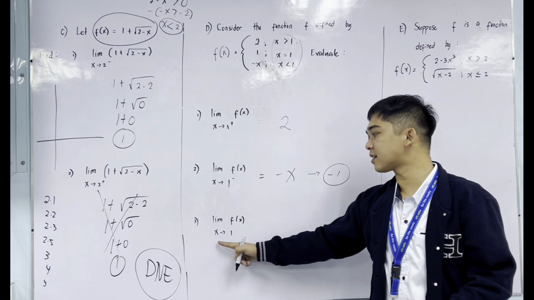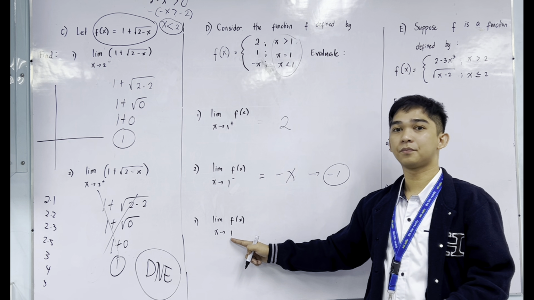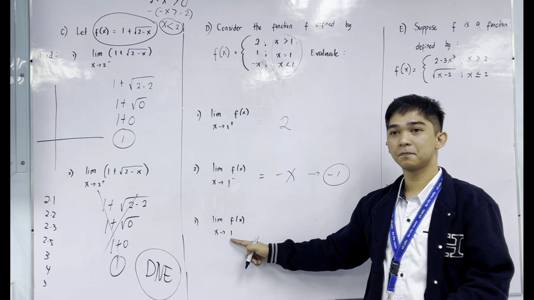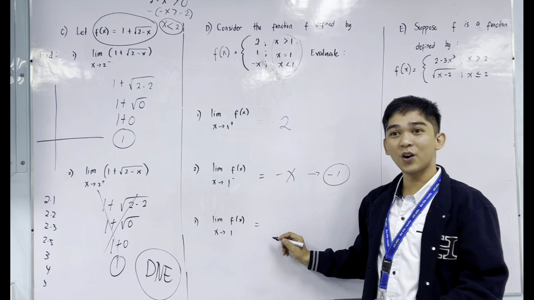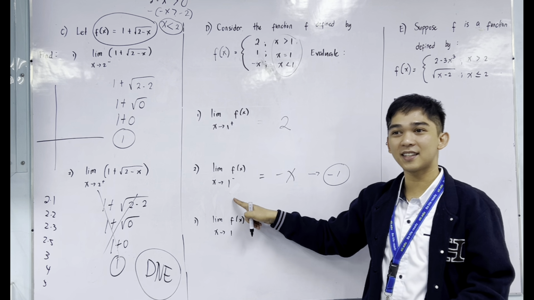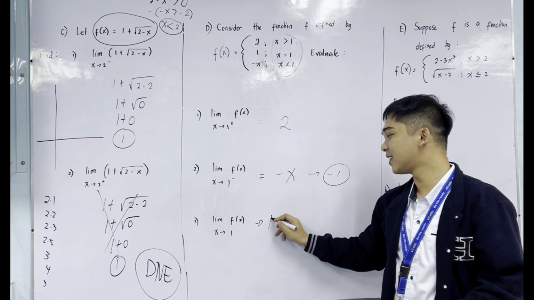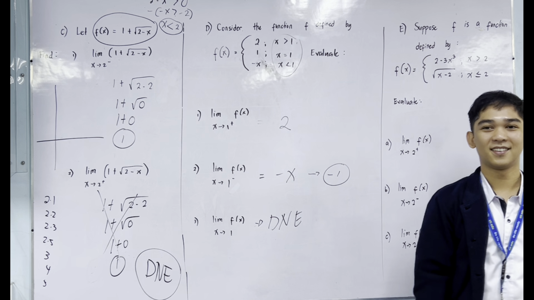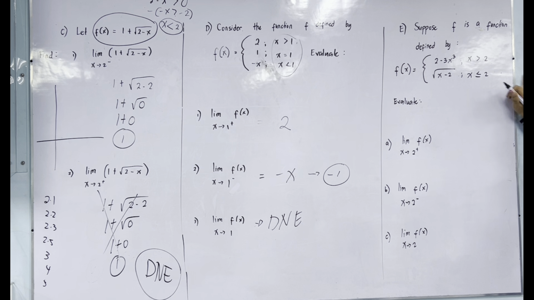Next, limit of f of x as x approaches 1. Dito sa condition, 1 siya. Pero, chinek mo si left at si right, magkaiba. So this is DNA. Pinapalito lang kayo minsan. Next. Madali.